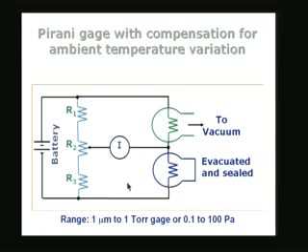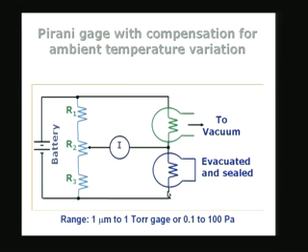And the range of this instrument is from 1 micrometer pressure, that is 10 to the power of -6 millimeters of mercury, to 1 millimeter of mercury, 1 torr, or 0.1 to 100 pascals. This is the range of this particular instrument.